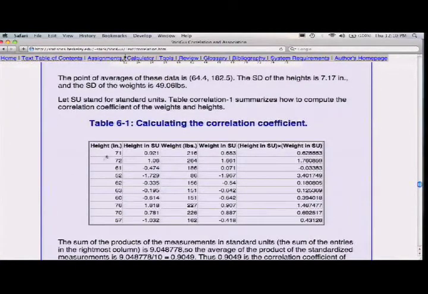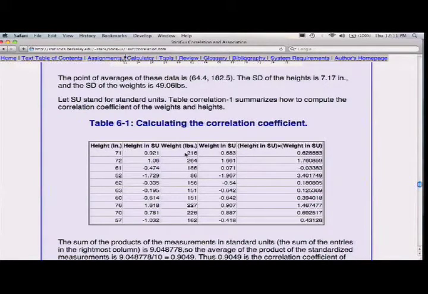So now we've got the heights here, the weights here for the same individual. So the 71 inches is the same person who weighed 216 pounds. We're keeping individuals together. We need to convert the height into standard units. Well, how did we get 0.921 from 71? We took 71, subtracted the mean, which is 64.4, and divided by the standard deviation, which is 7.17. So that's 0.921.